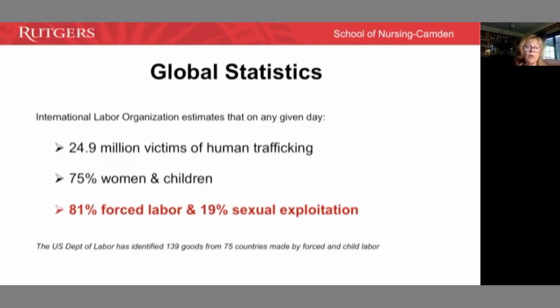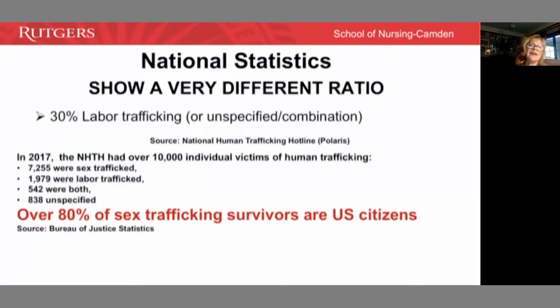Nationally, however, we have a very different statistic. This next slide gives us the statistics on national trafficking, where we have 30% labor trafficking and over 80% of sexual trafficking. And this data is from 2017. 7,000 or more were sex trafficked, about 2,000 were labor trafficked, 500 or more were both, and over 800 were unspecified. And that is a low number.